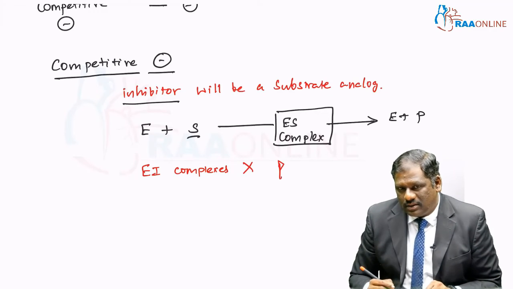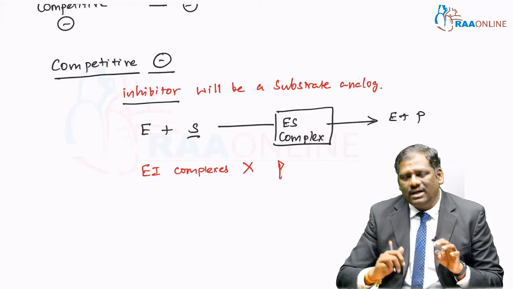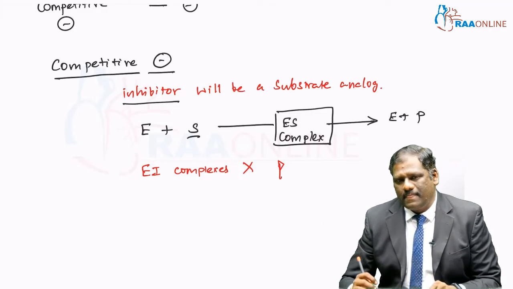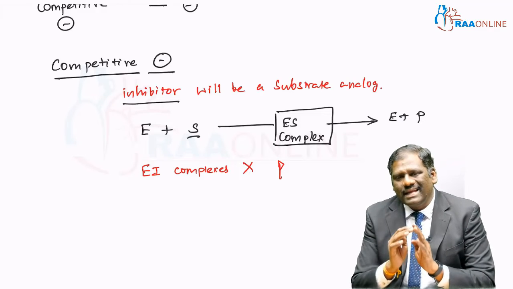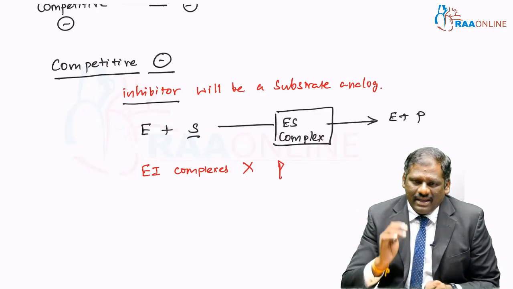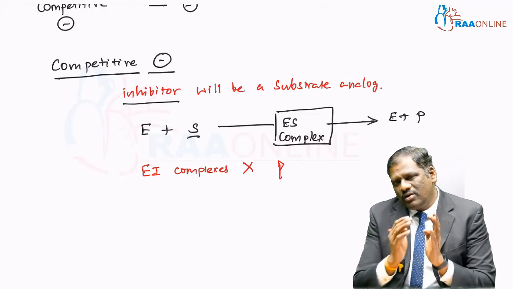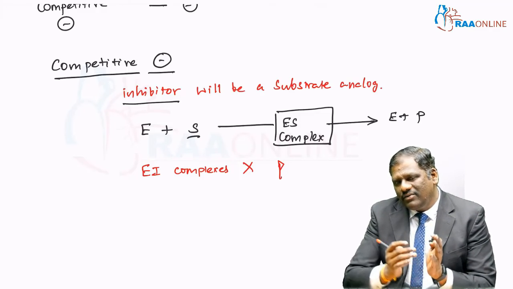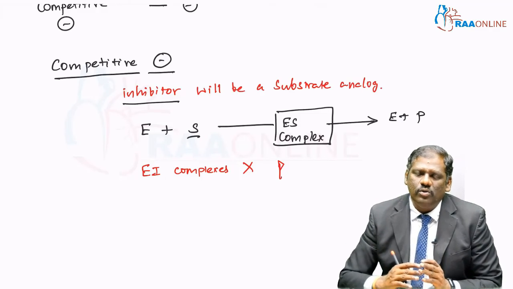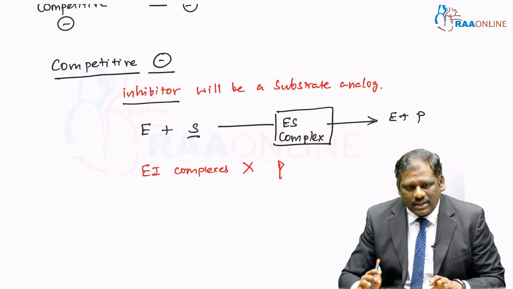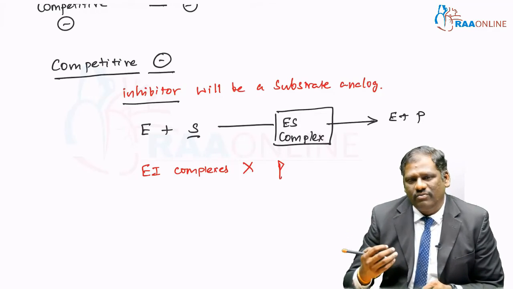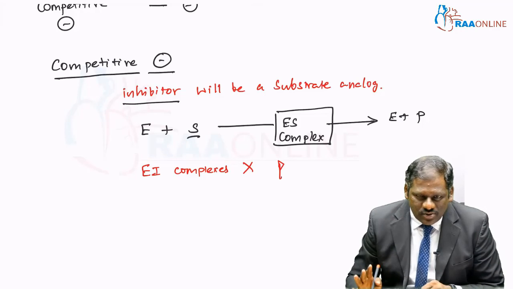You get the point? This totally disrupts the role of the substrate there. It hinders the substrate binding with the catalytic site of the enzyme. So because of this, instead of ES complex, you get EI complexes, and this EI complex is not going to produce any kind of product. So this is how a competitive inhibitor will function. Are you clear with this concept, guys?